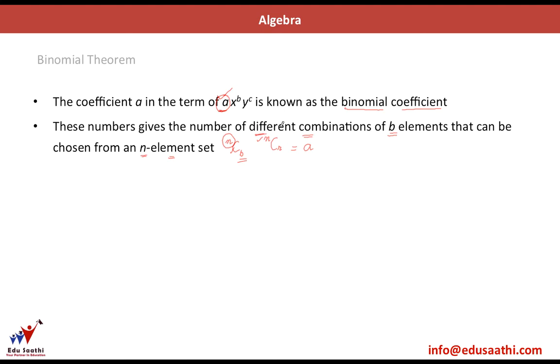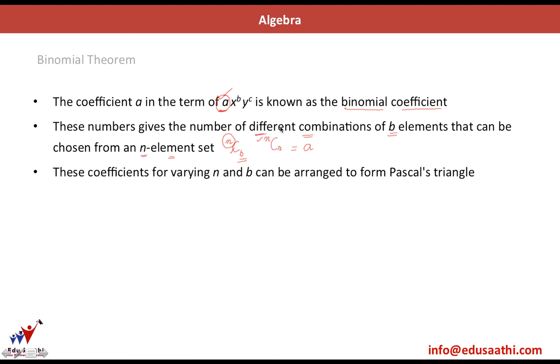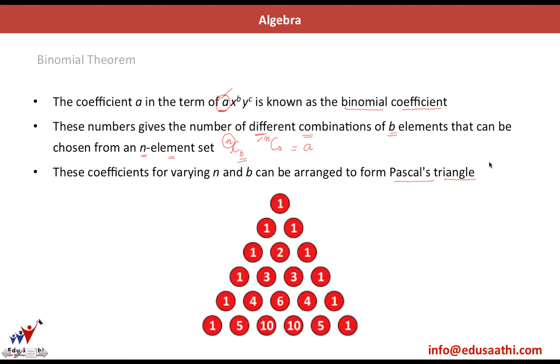It is nCr. Now, the coefficients that you get for varying values of n and b can be arranged to form a Pascal's triangle. And this is how a Pascal's triangle looks like. So, the values of the integers in the Pascal triangle give the coefficients of x plus y raised to power n.